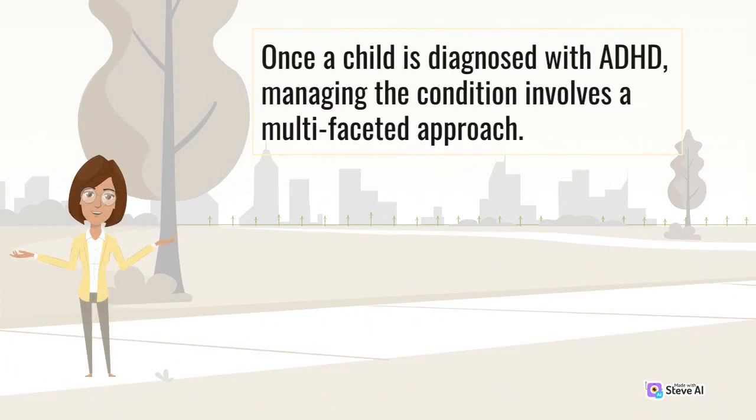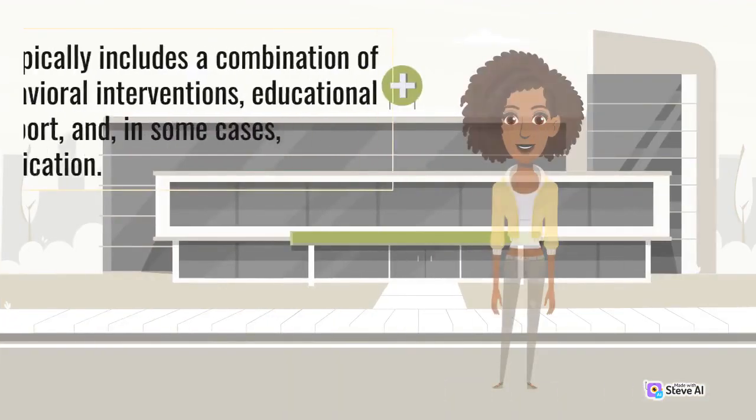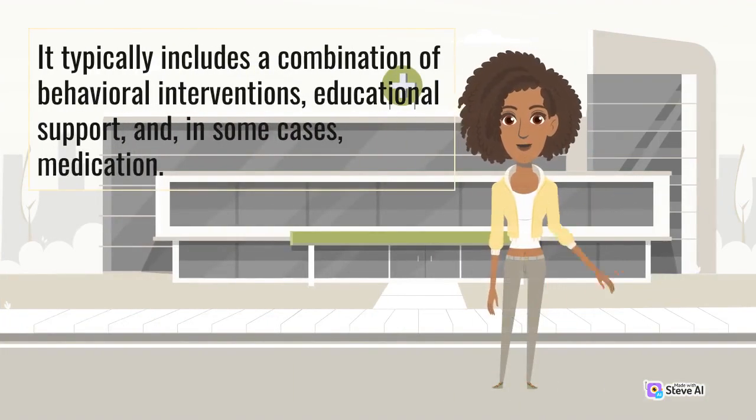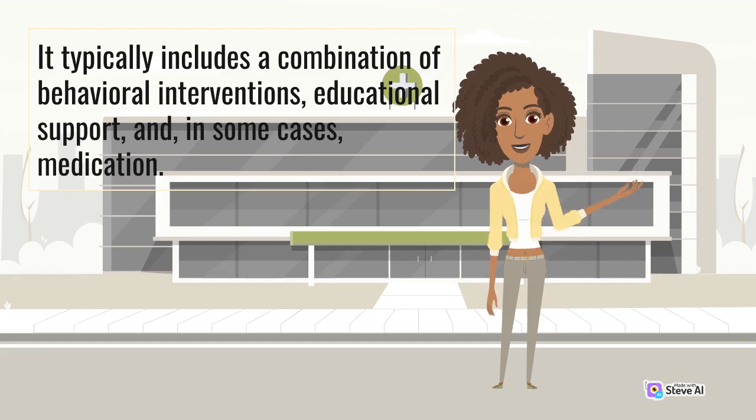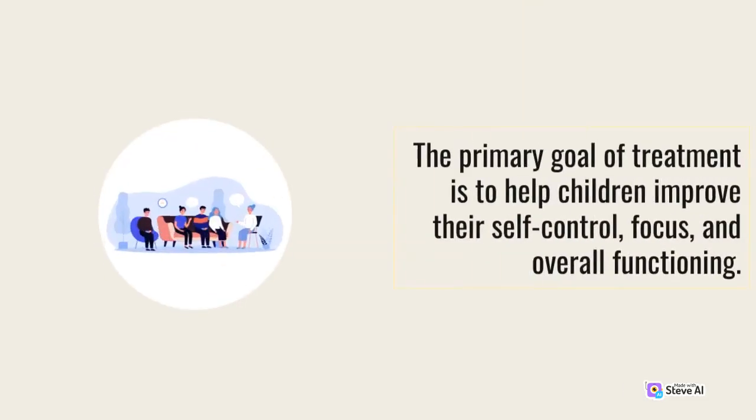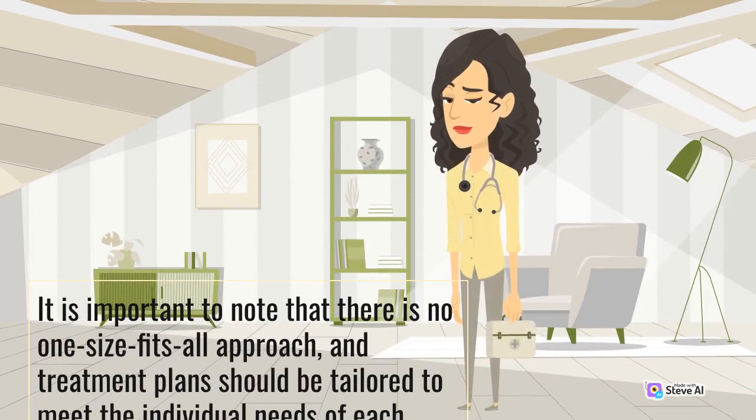Once a child is diagnosed with ADHD, managing the condition involves a multifaceted approach. It typically includes a combination of behavioral interventions, educational support, and, in some cases, medication. The primary goal of treatment is to help children improve their self-control, focus, and overall functioning. It is important to note that there is no one-size-fits-all approach, and treatment plans should be tailored to meet the individual needs of each child.